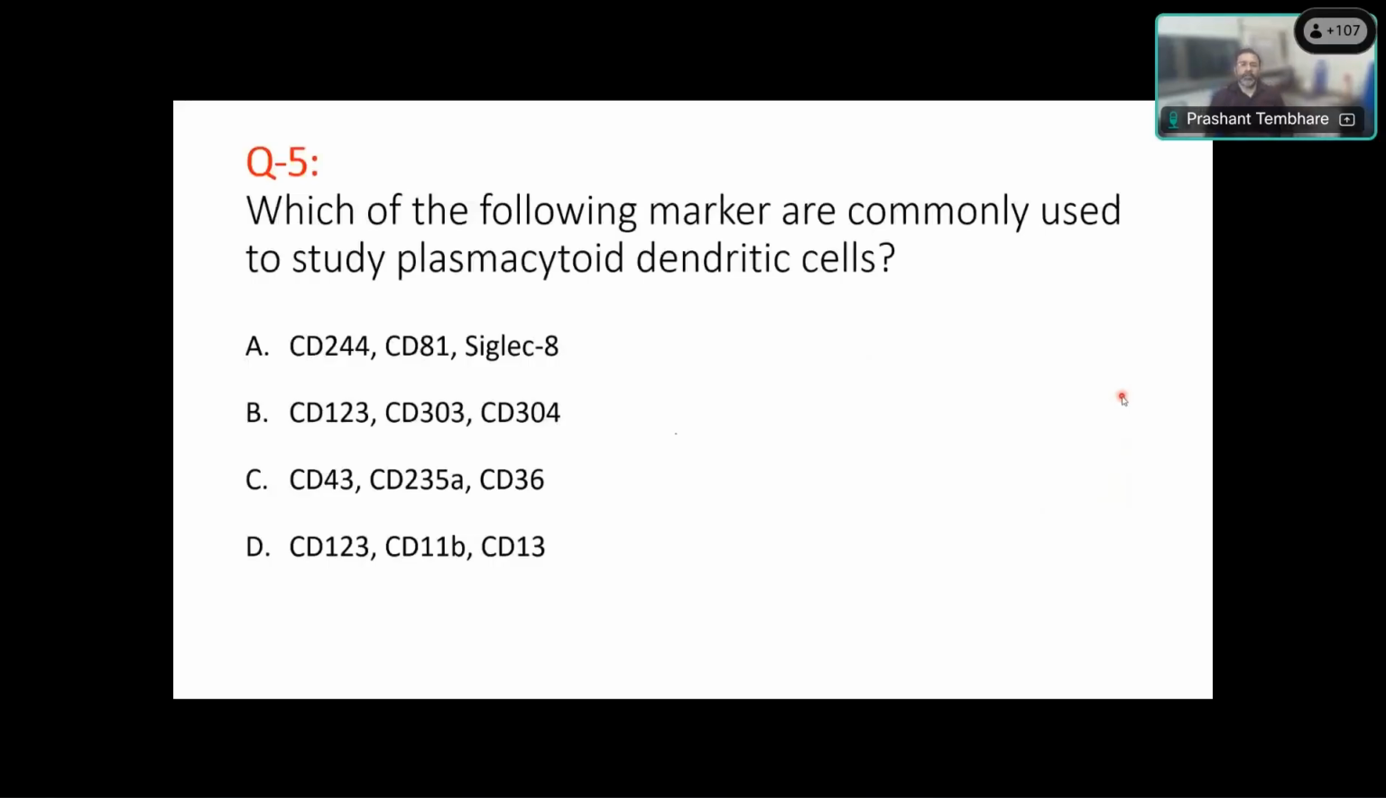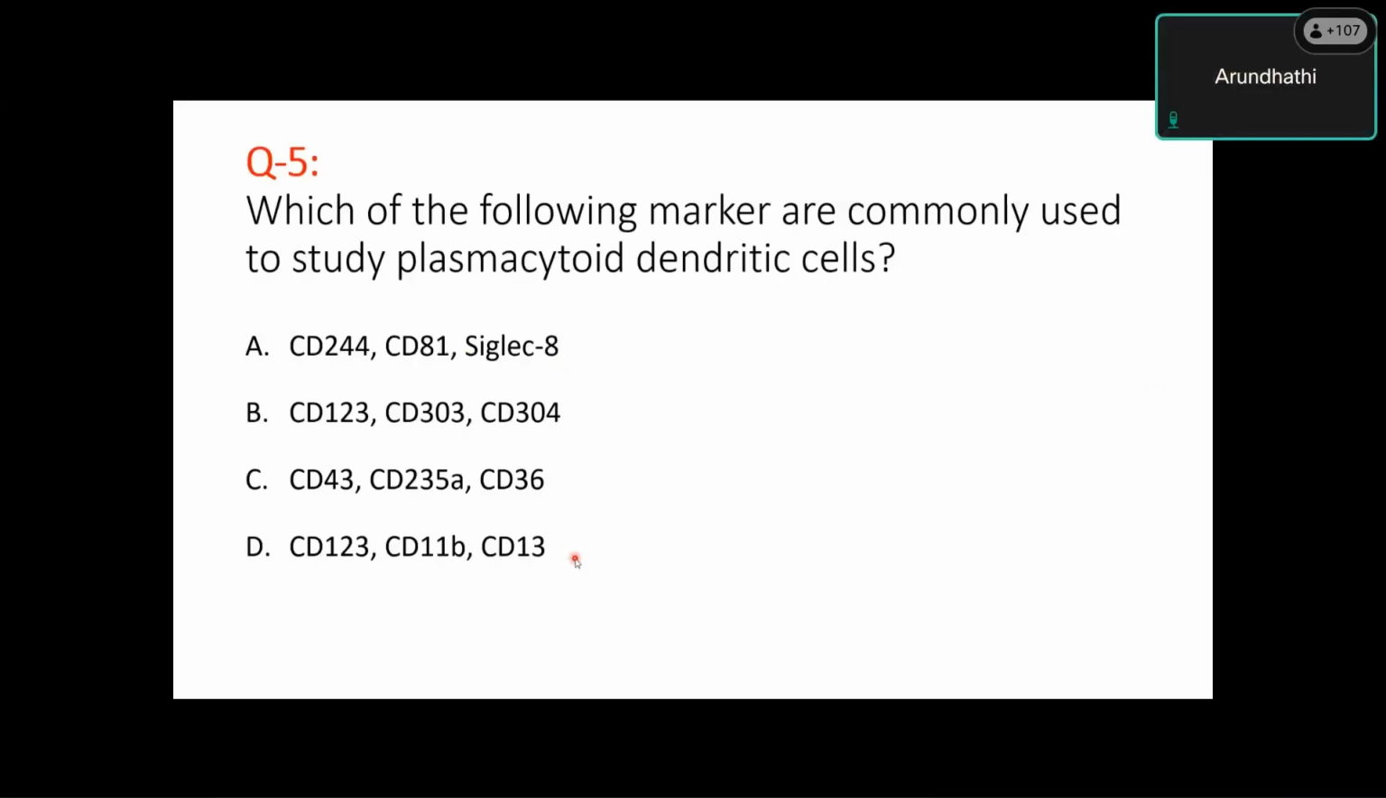Now a question for our students: which of the following markers are commonly used to study plasmacytoid dendritic cells? Option A, 24, 44, 84 negative. Option B, 123, 303, 304. Option C, 43, 235A, 36, and option D, 123, 11B, 13.